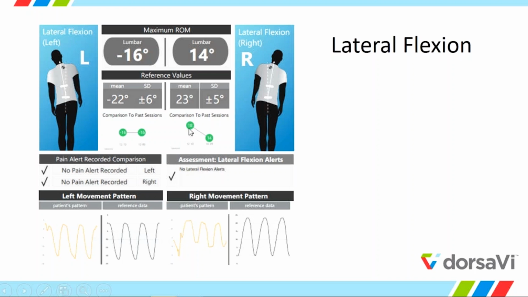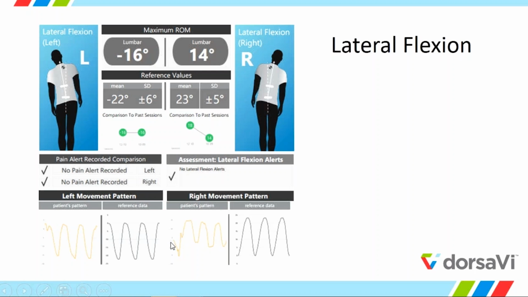Okay, lateral flexion. Similarly, at the top, you're going to see left lateral flexion on the left, right lateral flexion on the right. I had 16 degrees. It's negative because it's left. And then 14 degrees on the right. It's positive. And then the reference values are underneath there, right in the middle. And I have a little bit of a restriction. So the normative values are 22 and 23 degrees, plus or minus 6 and plus or minus 5 standard deviation for side bending. And then you have the patterns down here.